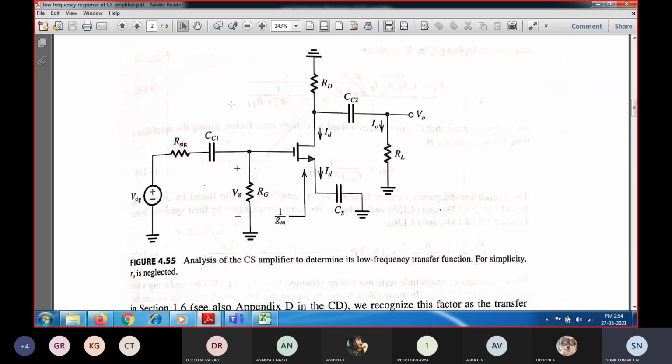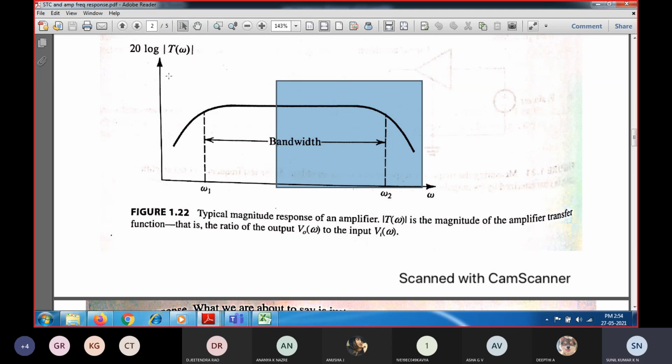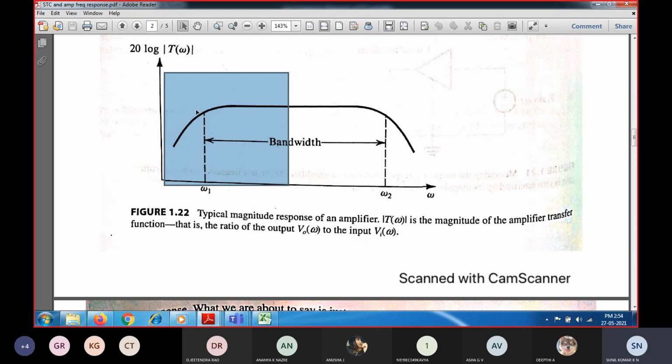So after understanding the concept of high frequency response, the next concept which you are going to study is the low frequency response. So low frequency response means what? So you have to understand, this is the low frequency response of the amplifier. You can see this is the selected part.